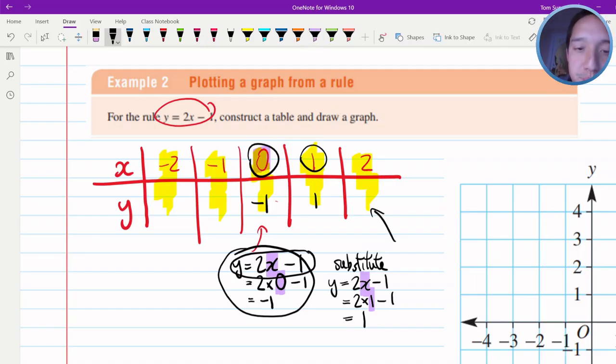So here we're going to have y is equal to 2x minus 1. The rule stays the same. We substitute the number for x. This time our x is 2. It's 2 times 2 minus 1, which is equal to 3. So this is 3.